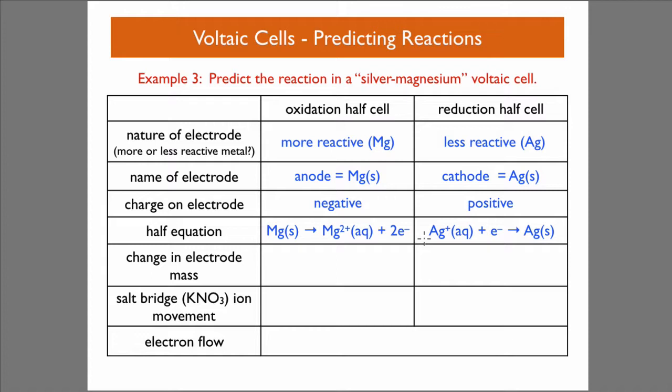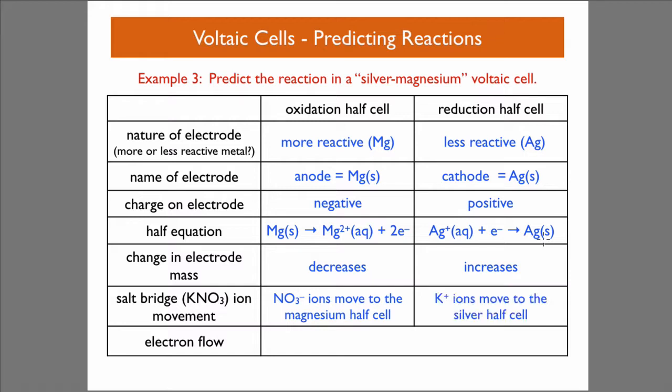So which is going to change in mass? Evidently, the magnesium is going into solution, so it's going to decrease in mass, and the silver, more solid forming, so it's going to increase in mass. The salt bridge, we're going to get nitrate ions moving into the magnesium half cell to balance the charge, and we'll get those potassium ions moving into the silver half to balance the charge. The electron flow, as always, is from the anode to the cathode, from magnesium to silver.